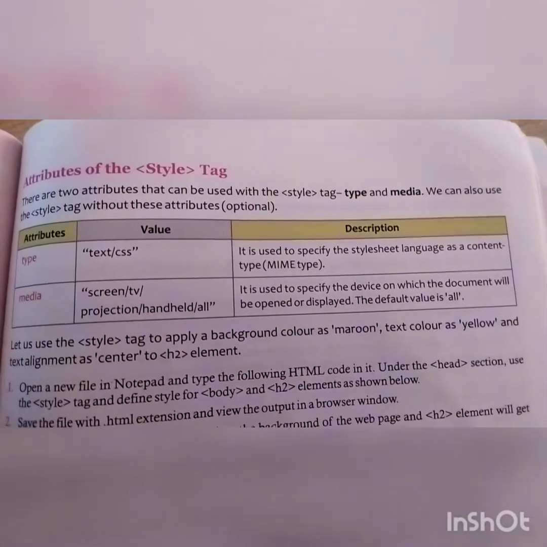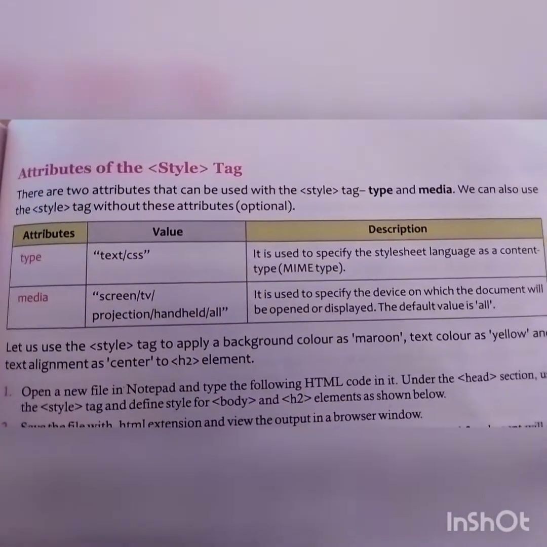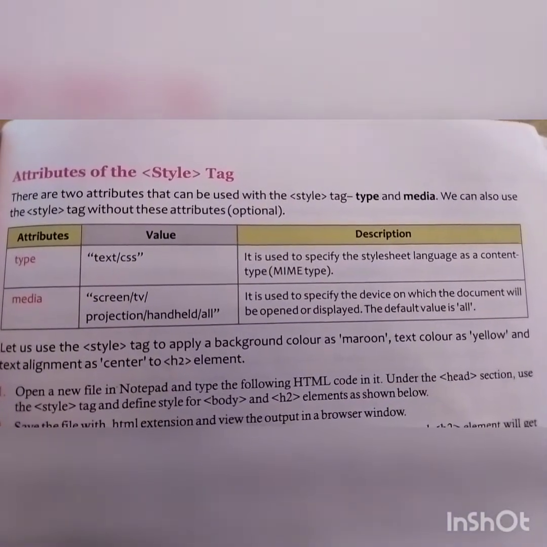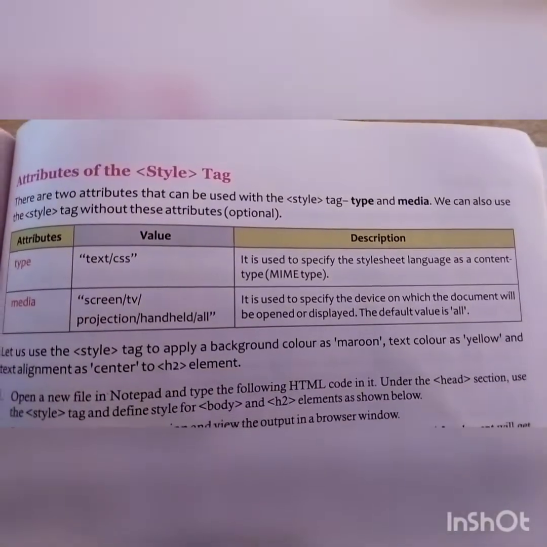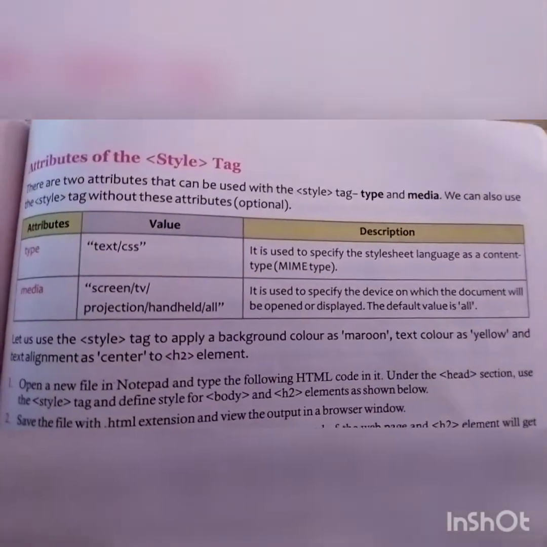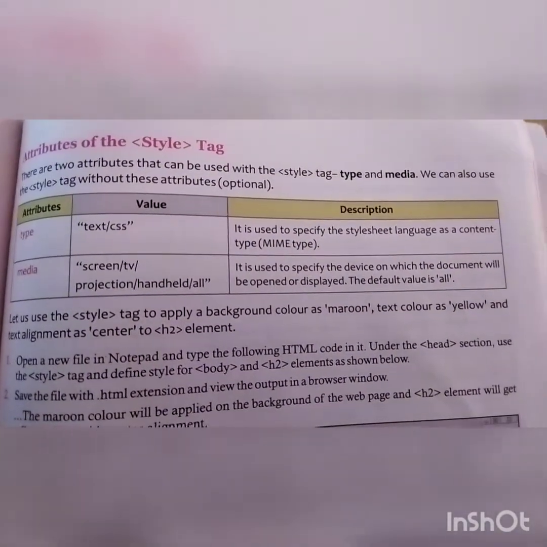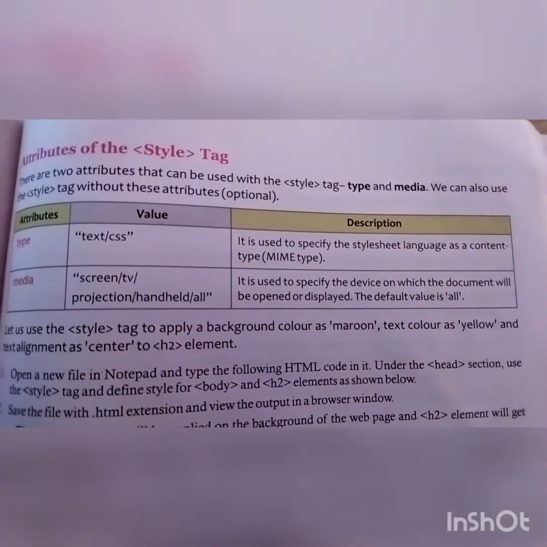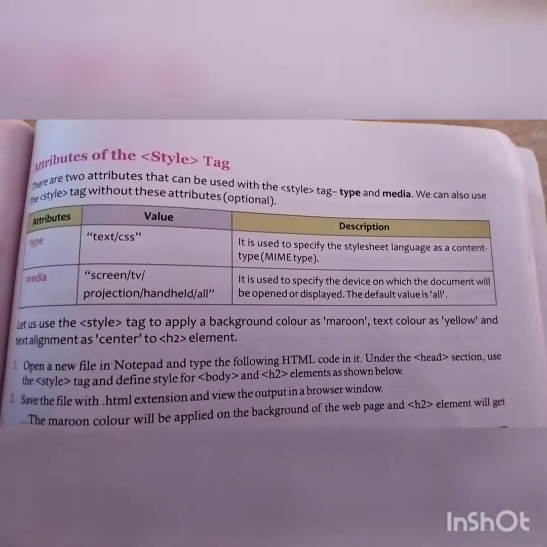In this chart, we will study the attributes, value and description. First is type. The value is text/css. The description: it is used to specify the style sheet language as a content type, MIME type. Then media, with values screen, TV, projection, handheld, all. It is used to specify the device on which the document will be displayed. The default value is all.